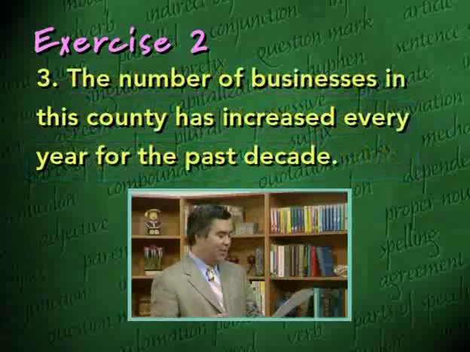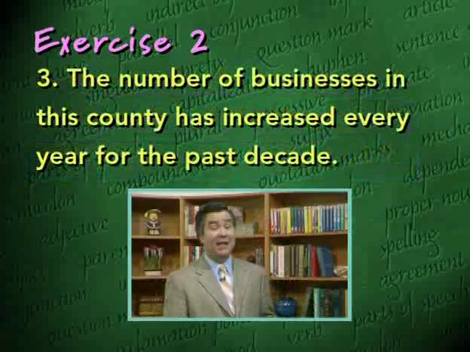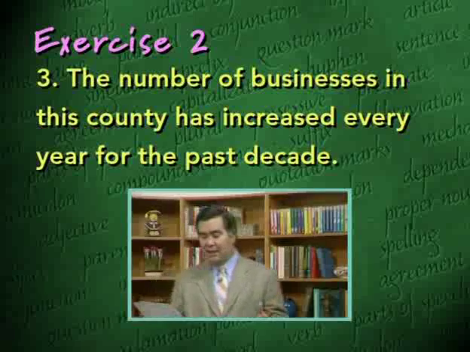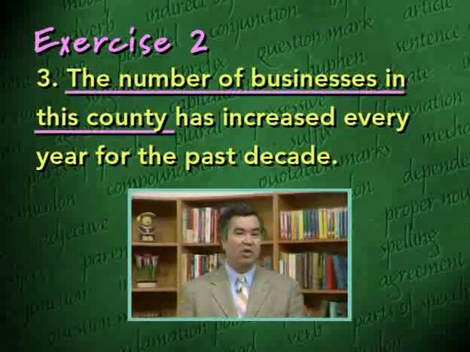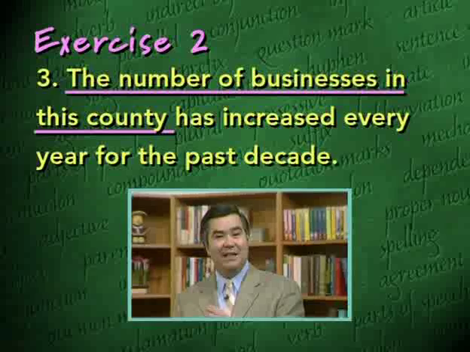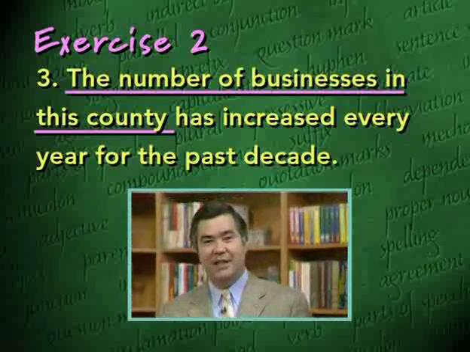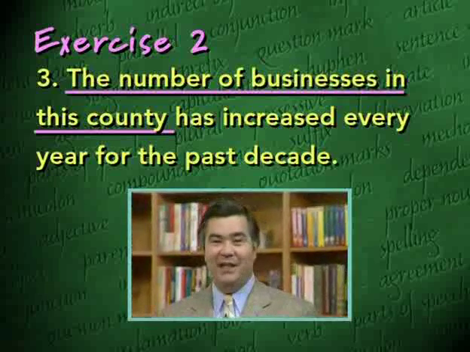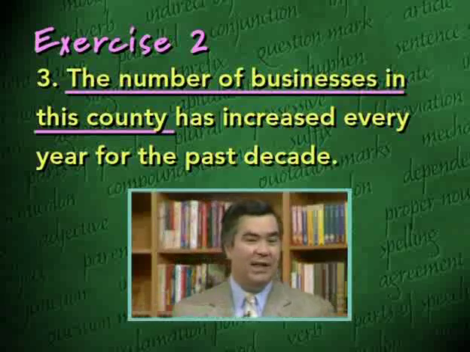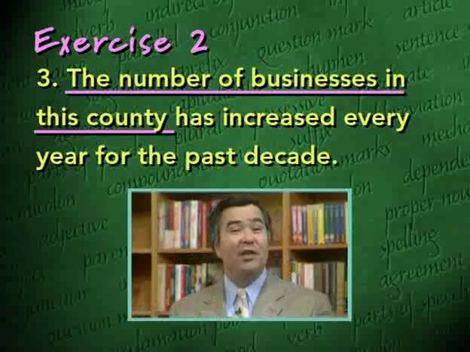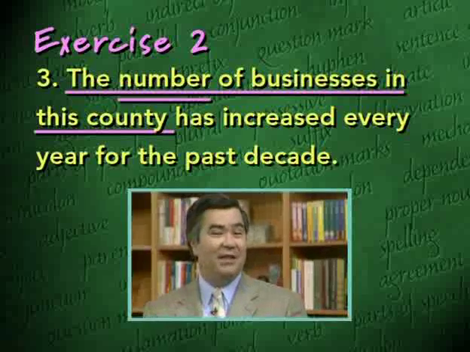How about the next example? The number of businesses in this county has increased every year for the past decade. The subject of this sentence is the number of businesses in this county. All of those words go to explain what the sentence is about. Now, picking the simple subject in this sentence isn't so easy. It's a little bit tricky in this case. Is the sentence about businesses or this county? No, it's really about number. The word number is actually the simple subject of this sentence.